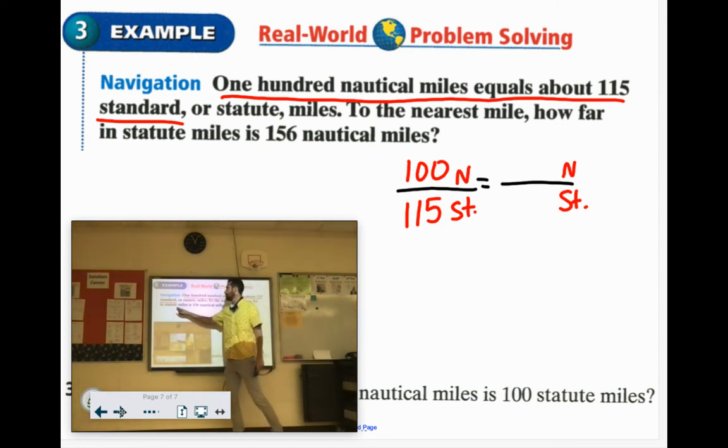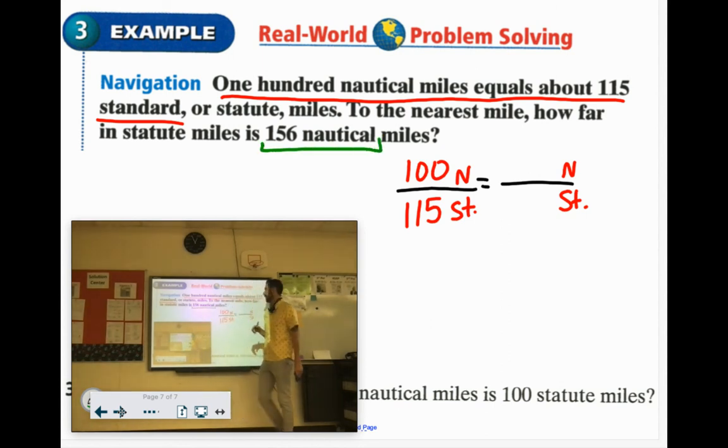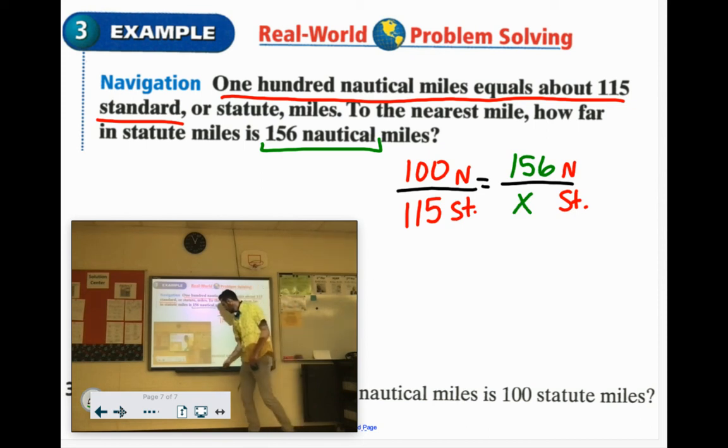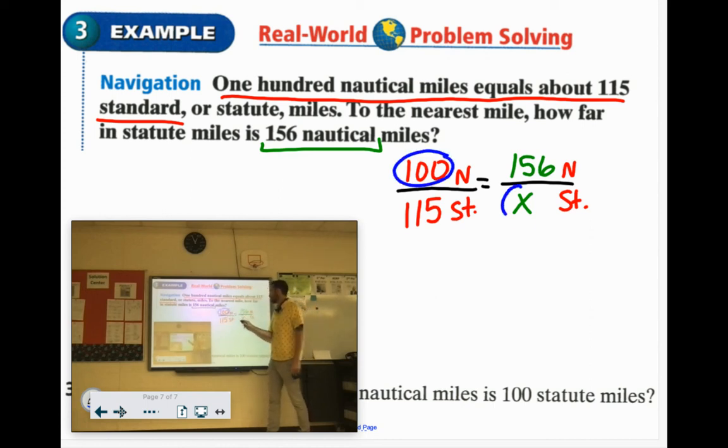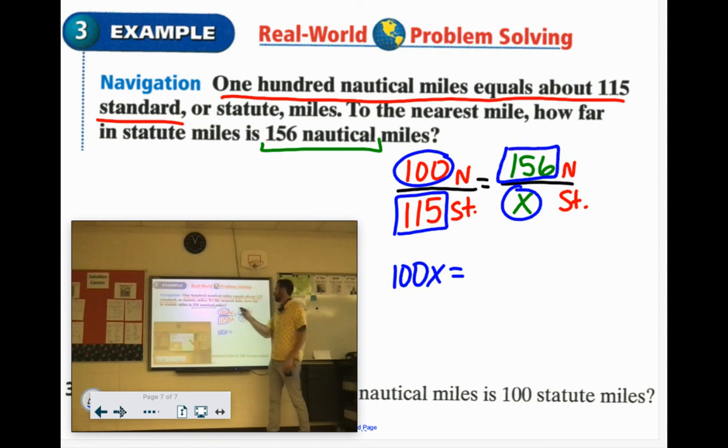So it says, let's see the rest of it. How far in statute miles is 156 nautical miles? So it's nautical, it'll go up here. We're looking for the statute miles, so this is our unknown. Let's just call it x. Now when we cross multiply here, we don't need the labels. We're doing 100 times x, which is 100x. We're setting that equal to 115 times 156.